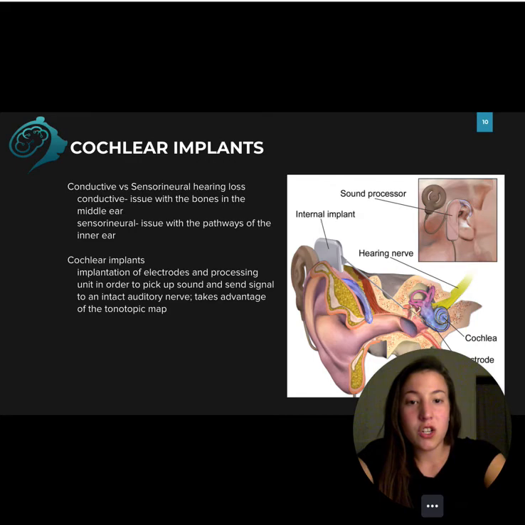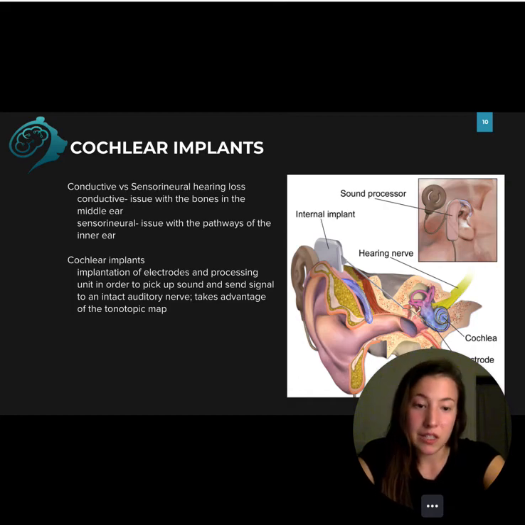All right, there are two types of hearing loss. There's conductive hearing loss and sensory neural hearing loss. Conductive hearing loss is typically associated with an issue with the bones in the middle ear, or maybe scar tissue buildup. What we're going to be talking about, though, is sensory neural hearing loss, which is an issue with the pathways in the inner ear. So this is issues with the cochlea.